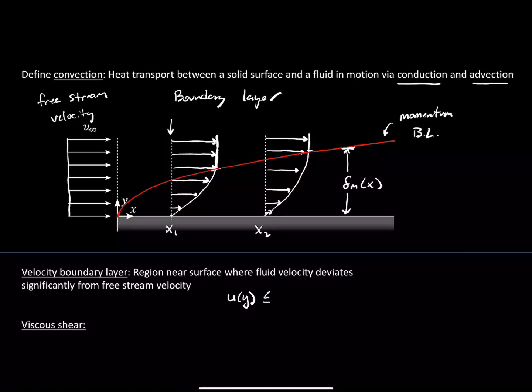What I'm saying is where u as a function of y is less than, let's say, 0.99 times u infinity, that's my definition of the boundary layer. So within 1% of change of that u infinity, anything greater than a 1% change would be included as part of the boundary layer. This is just a common definition that people use to describe this.